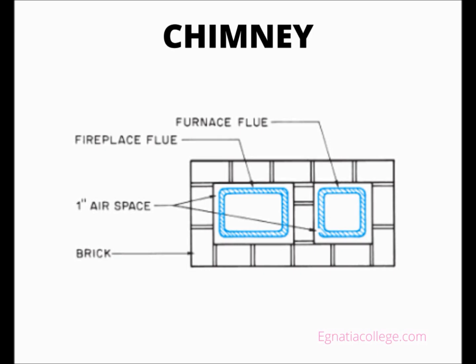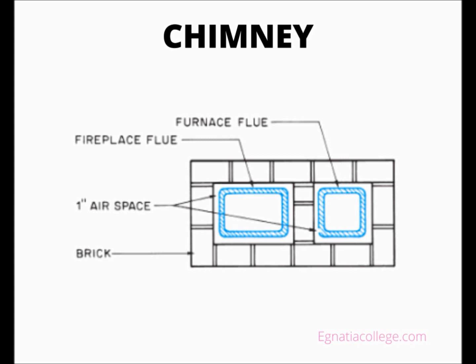To ensure fire safety and a smooth inner surface, masonry chimneys are lined with a clay flue. This flue is installed in 2-foot sections as the chimney is built. A 1-inch airspace is allowed between the flue lining and the chimney masonry.